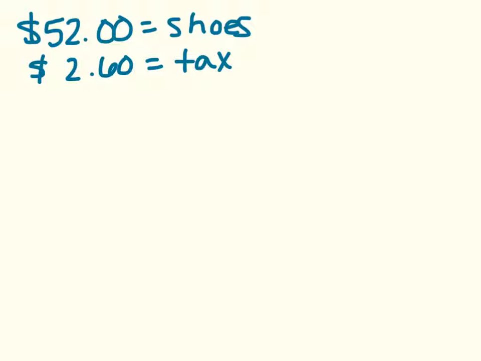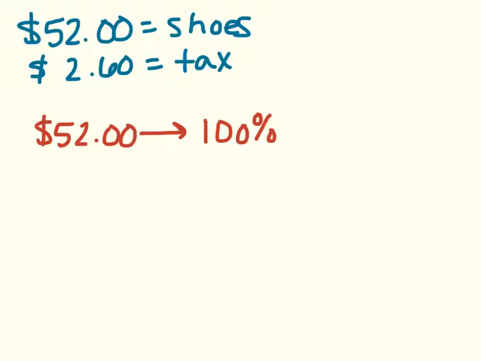The sales tax was calculated based on the cost of the shoes. So, what was the sales tax rate? Okay, we can figure this out. We'll set up our problem like this. The cost of the shoes was $52, and that represents 100% of the cost.